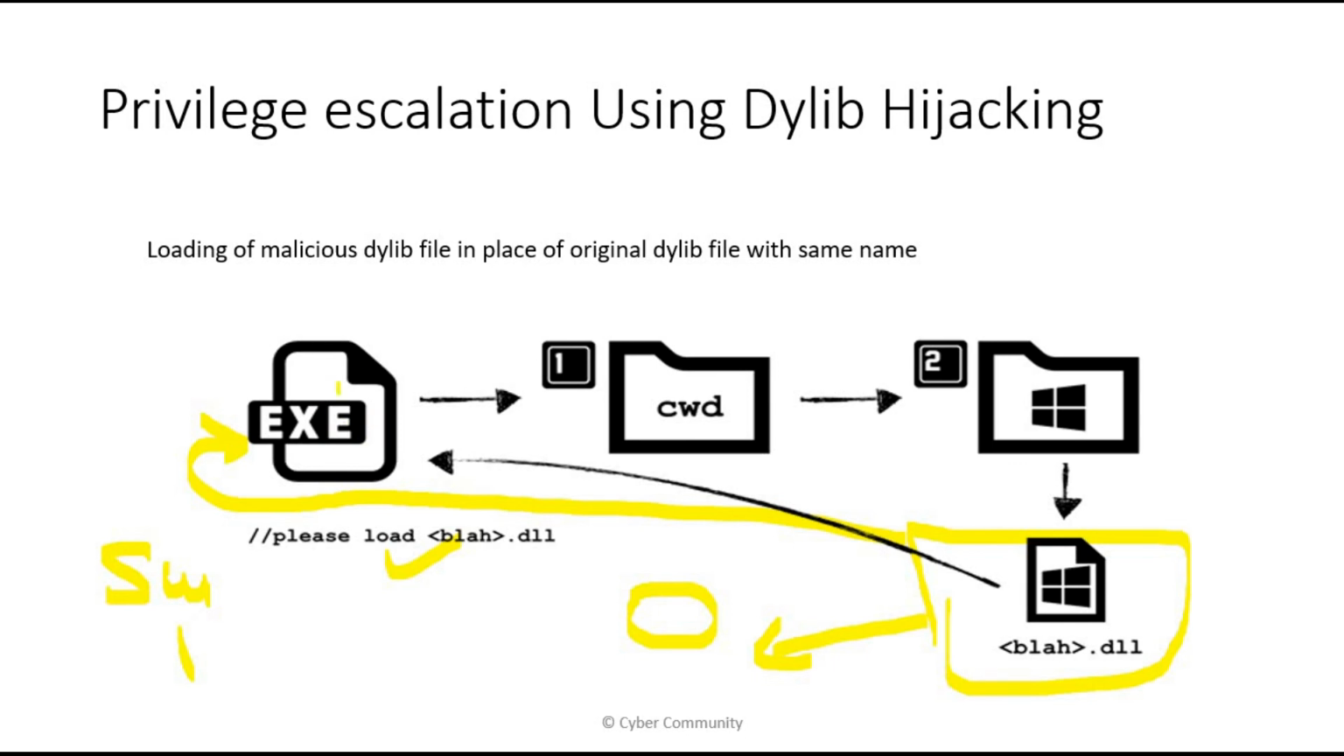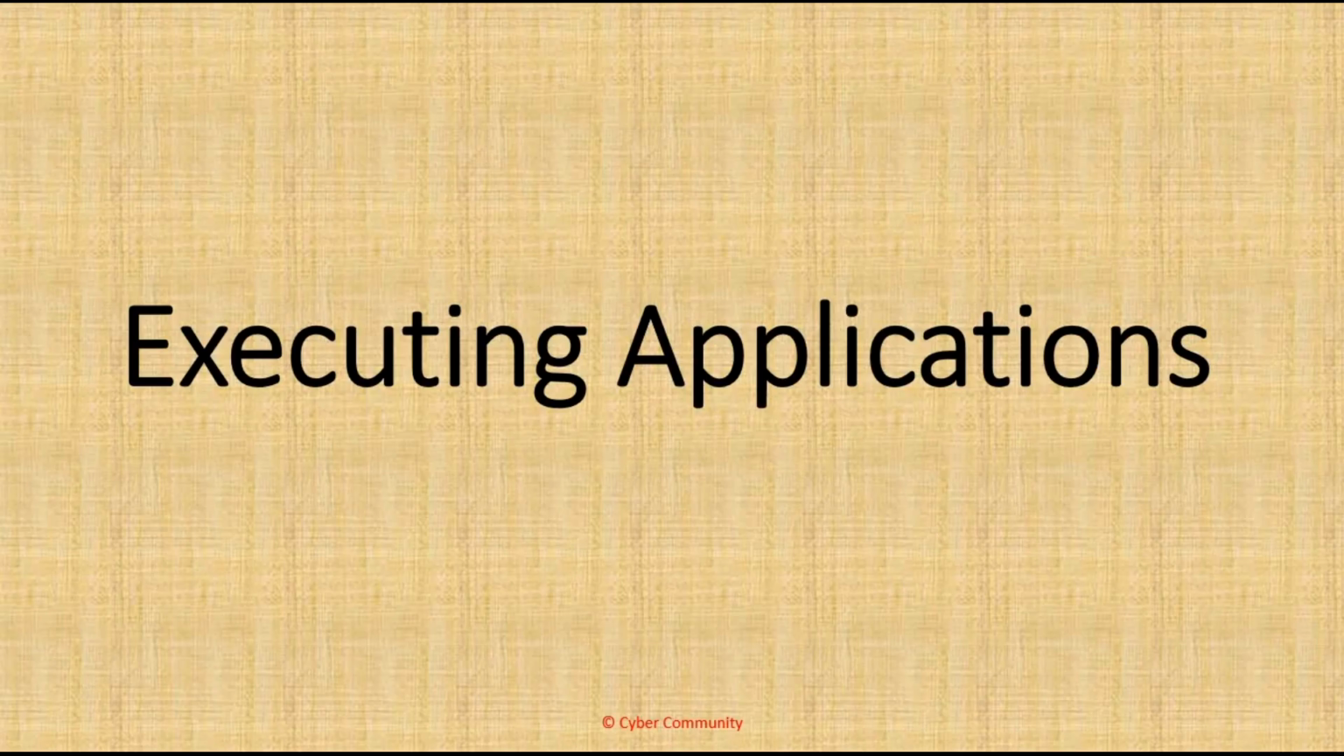What will happen? It will execute the malicious one because we have already pasted it in the same path with the same name. That is why it is going to execute it. So in short, we replaced the original one. That's it. This is what privilege escalation using dylib hijacking is.